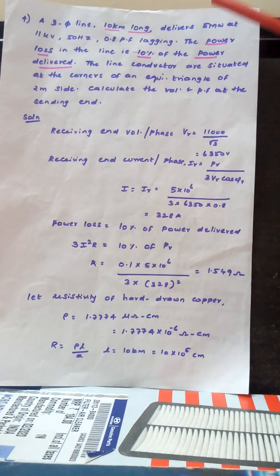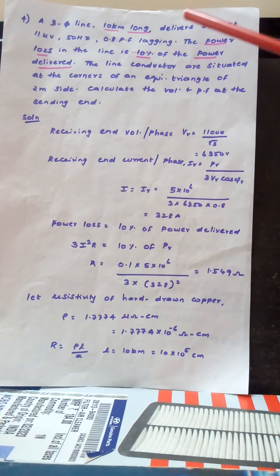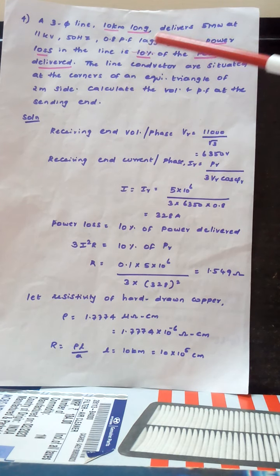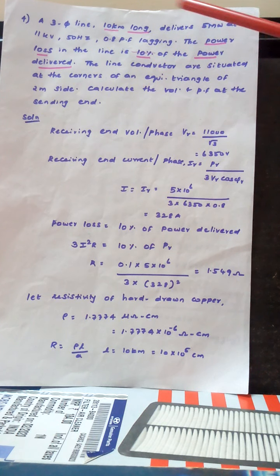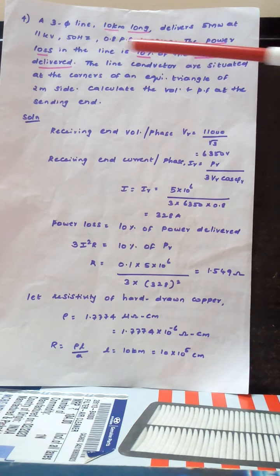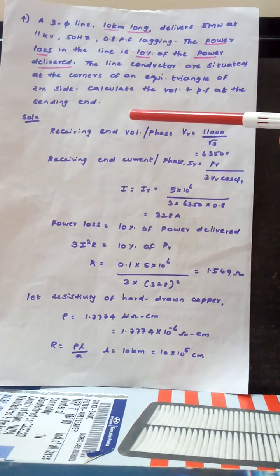Today we'll see the fourth problem. A three-phase line 10 km long delivers 5 megawatt at 11 kV, 50 Hz and 0.8 power factor lagging. The power loss in the line is 10% of the power delivered. The line conductors are situated at the corners of an equilateral triangle of 2 meter side. Calculate the voltage and power factor at the sending end.